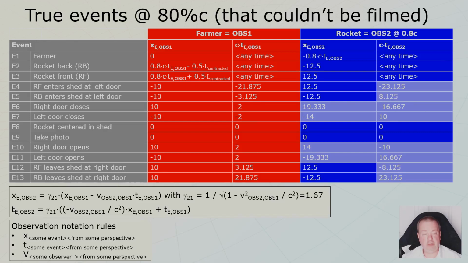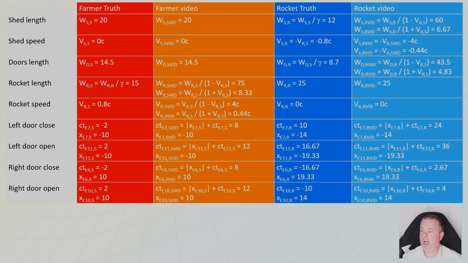So now you know what really happened in the world of the farmer, and what really happened in the world of the rocket. Now we will add in the video camera. Are you ready? This is a lot. And I'm not asking you to watch me talk about these numbers for a few hours. I'm not going to do that. You can pause the video and see if you can understand what's going on here.